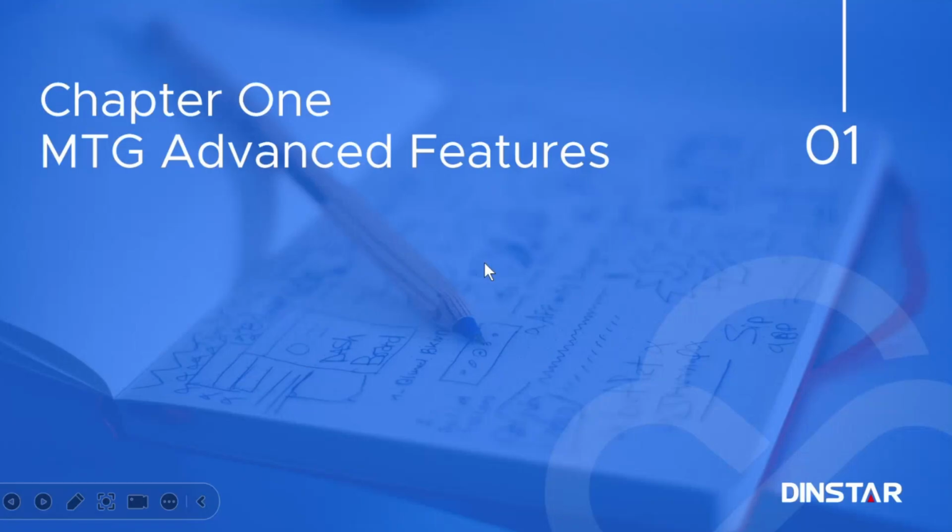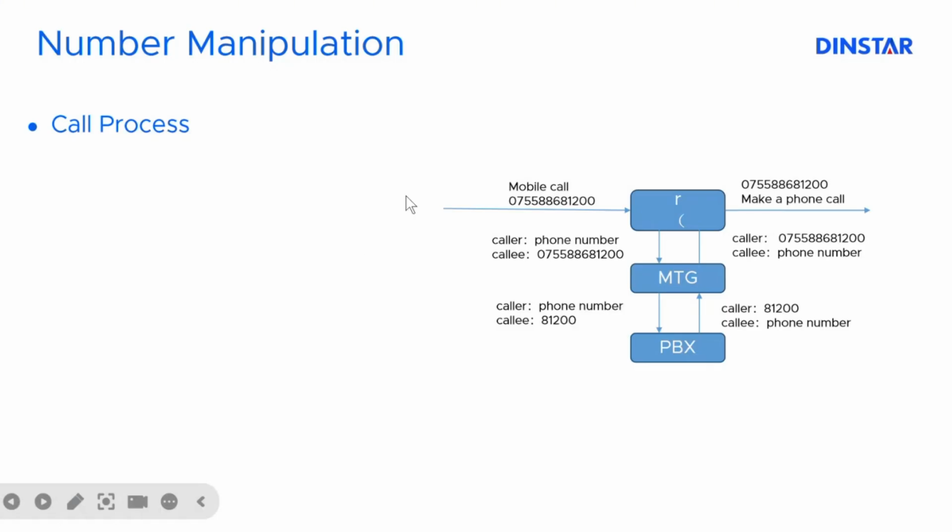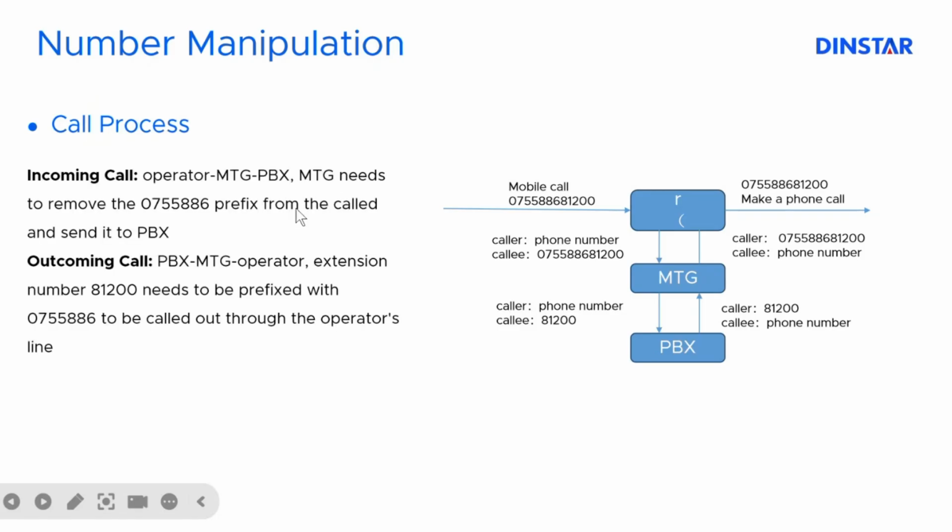Let's start with chapter 1, the MTG advanced features. This chapter explains the powerful functions that make MTG flexible in actual projects. First, we are going to look at number manipulation. This feature is mainly used when integrating with carriers, especially in PSTN or E1 scenarios.